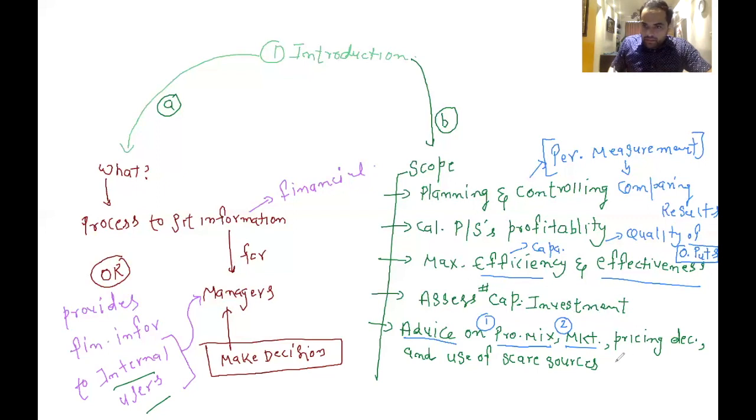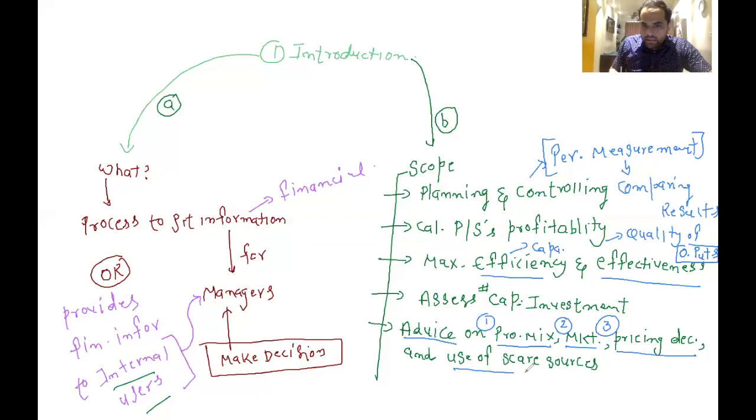Next is the pricing decisions, right? Pricing decision means when a company is going to sell its product in a market, at what price should the company launch its product? There are various factors that affect this, not just the cost, but how we decide the price that we are going to charge the customers. So that's the kind of decision taken by the management accountant, right?